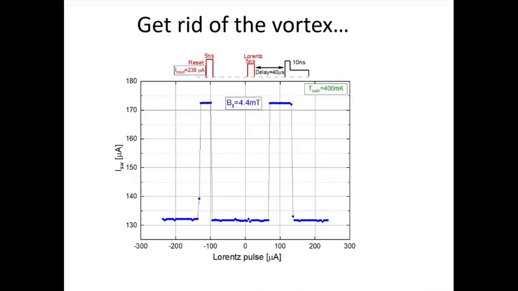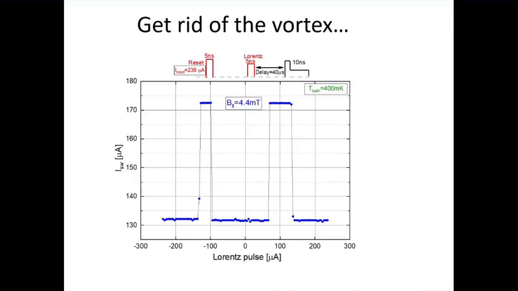Once the vortex is expelled, we heat the system, and then we wait a long time for everything to thermalize back to base temperature. And now when we measure the critical current, we find a high value, yes? So you see two states. This is also the basis of the logic. We have 0, 1, 0, 1.